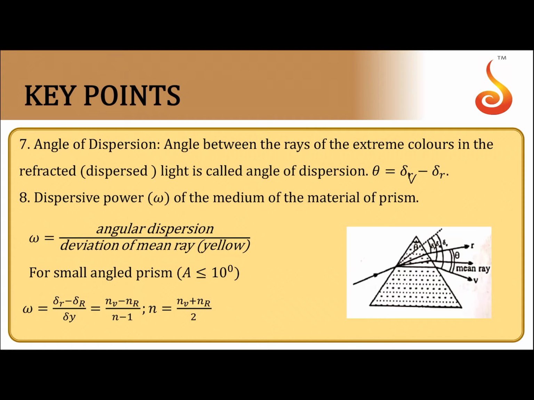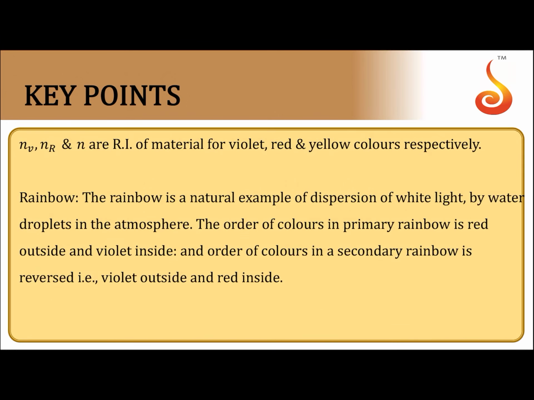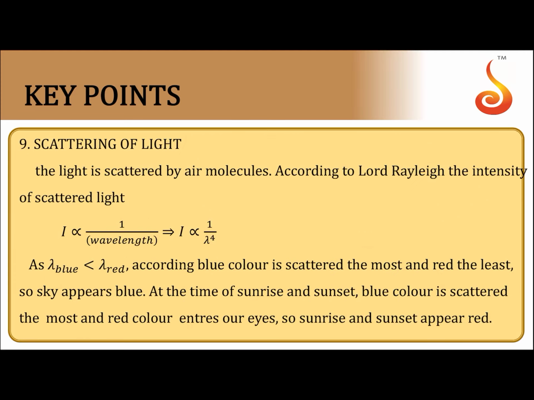And according to definition, it will be (mu v minus mu r) divided by (mu y minus 1), and mu y, that is the refractive index of yellow color, can be taken as the average of the two extremes, that is violet and red. Rainbow is a natural example of dispersion of white light by water droplets in the atmosphere. The order of the colors in primary rainbow is red outside and violet inside, and order of colors in a secondary rainbow is reversed.